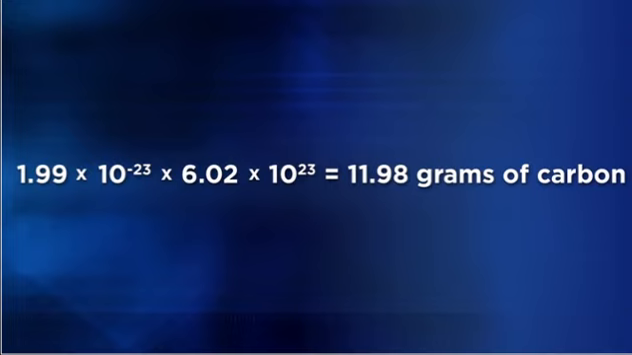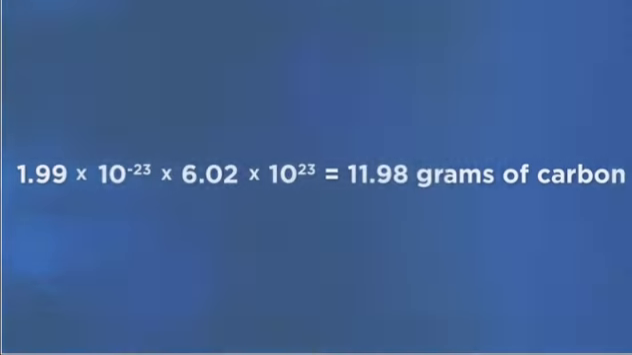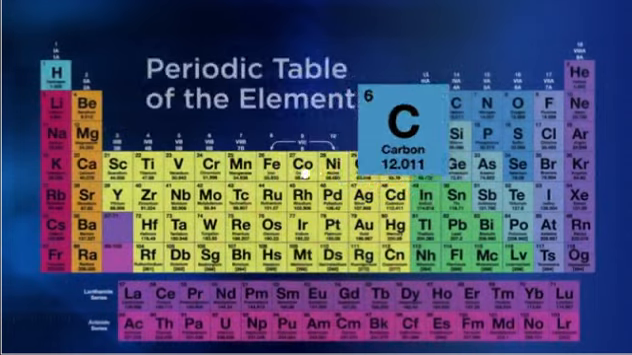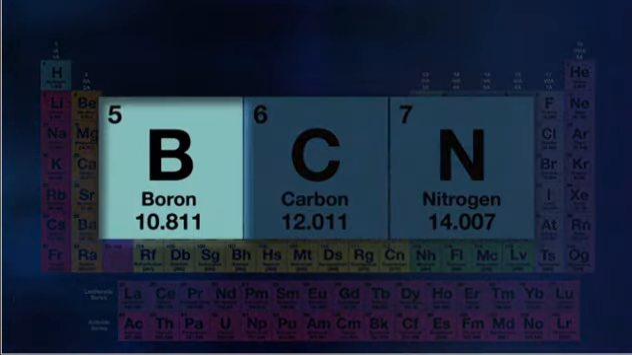Does that number for carbon look familiar? Look at your periodic table and the average atomic mass of carbon. The average atomic mass of carbon is 12.01, very close to 11.98. And when we account for all the isotopes of carbon, we find that 1 mole of carbon atoms has a mass of 12.01 grams. Look to the left at boron with an atomic mass of 10.81.